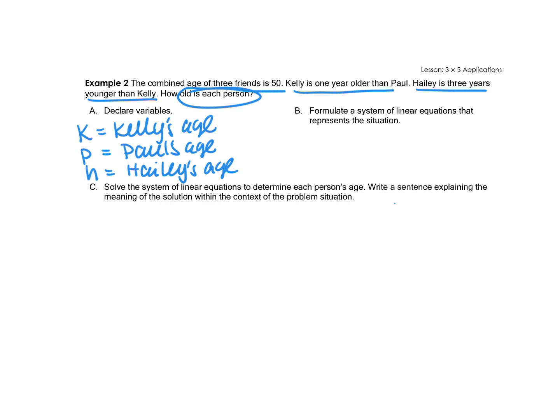Okay, so we're going to formulate our 3 equations, which says the combined age is 50. So Kelly plus Paul plus Haley's age equals 50. Then it says Kelly is, which means equals. So K equals 1 year older than Paul. So I'm going to do Paul plus 1, or you could do 1 plus Paul. It doesn't matter. Haley is, so H equals 3 years younger than Kelly, so we would actually have to take away from Kelly. So this one does matter. You need K minus 3.